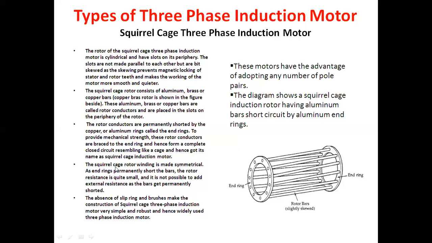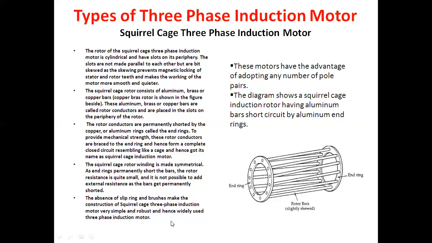Squirrel cage rotor winding is made symmetrical as the end rings permanently short the bars. The rotor resistance is quite small, and it is not possible to add external resistance as the bars are permanently shorted. So there is no chance to provide external resistance.